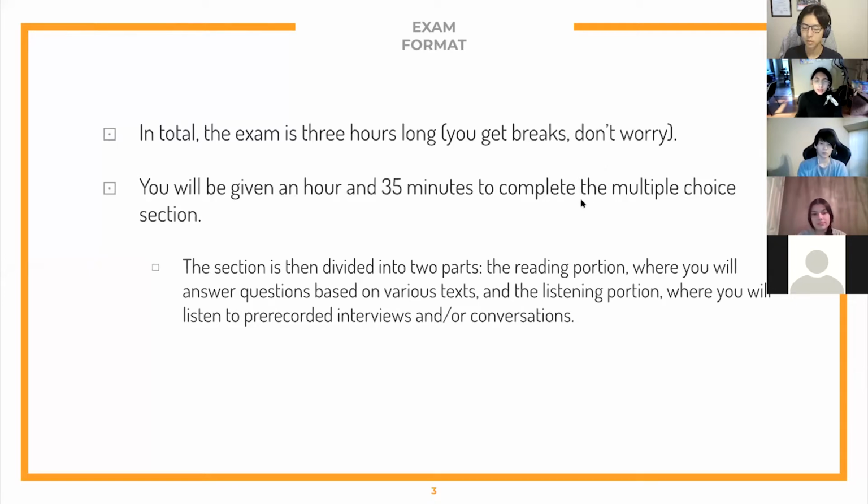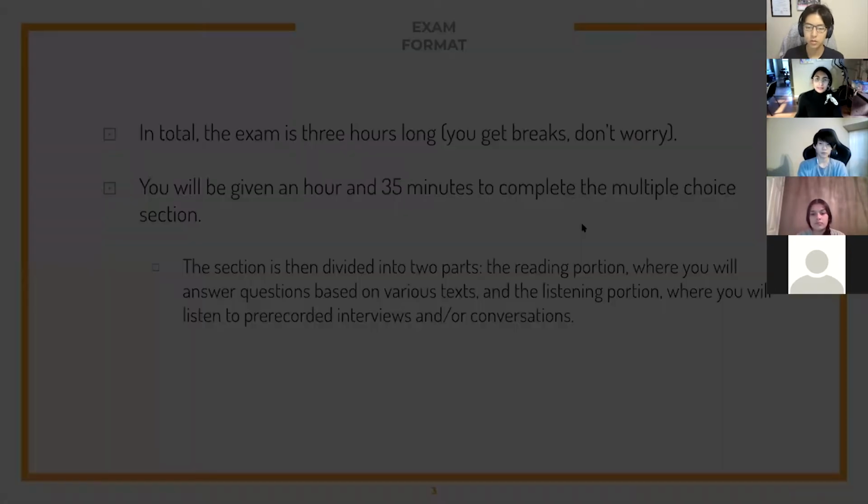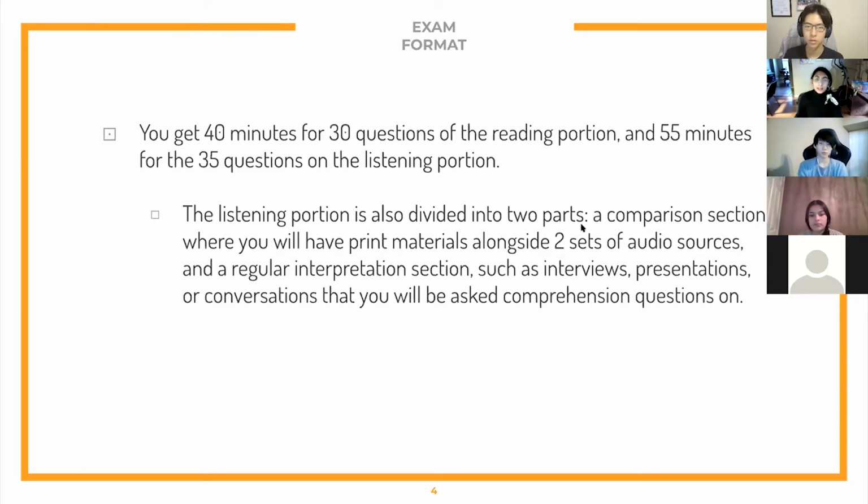The section is divided into two parts: the reading portion, where you will answer questions based on various texts, and the listening portion, where you listen to pre-recorded interviews or conversations. You'll get 40 minutes for 30 questions on the reading portion and 55 minutes for 35 questions on the listening portion. The listening portion is further divided into two parts: a comparison section, where you will have print materials alongside sets of audio sources, and a regular interpretation section, where you may find interviews, presentations, conversations, or news reports that you'll be asked comprehension questions on.